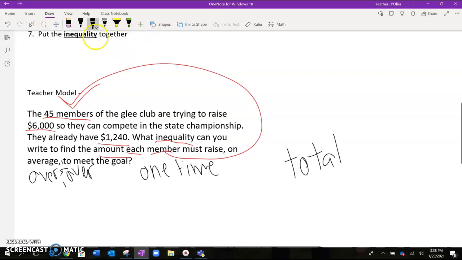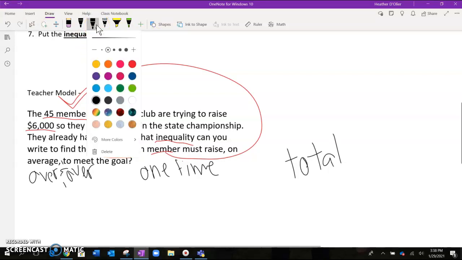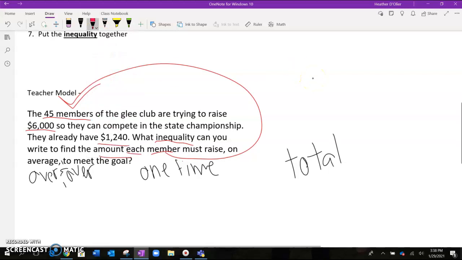So now I'm going to start with over and over. That's what I want to look for first. So I've got 45 members doing something. I have $6,000 goal. They already have 1,240. But also here, this says each member. And I know that that over and over is talking about kind of multiplication. Sometimes it's division, but typically here it's multiplication. So I think my members are my over and over.